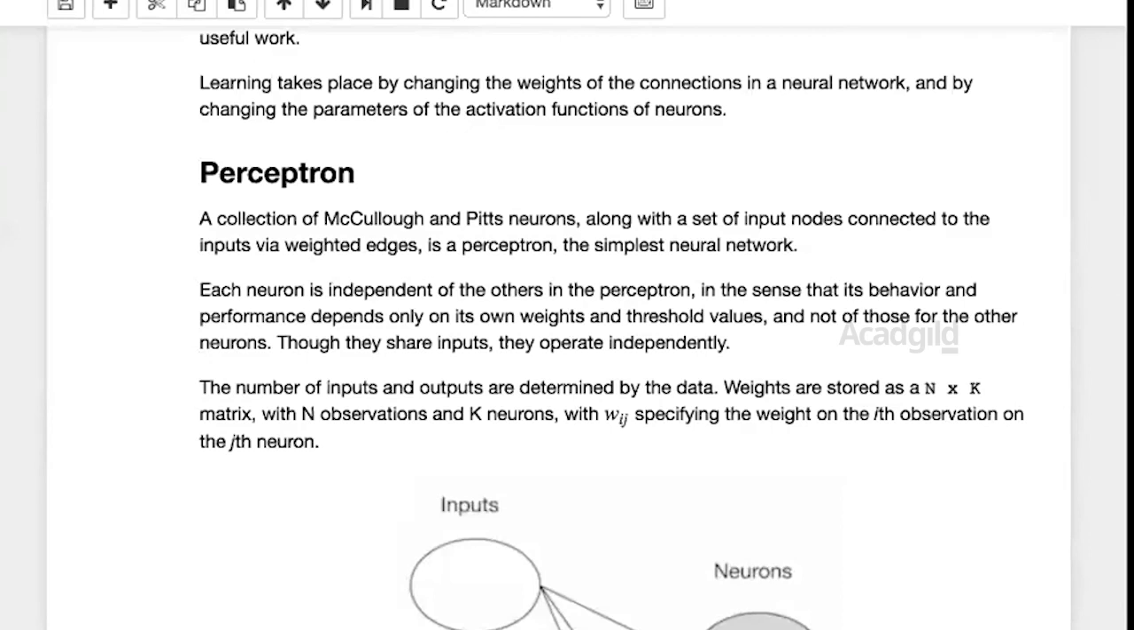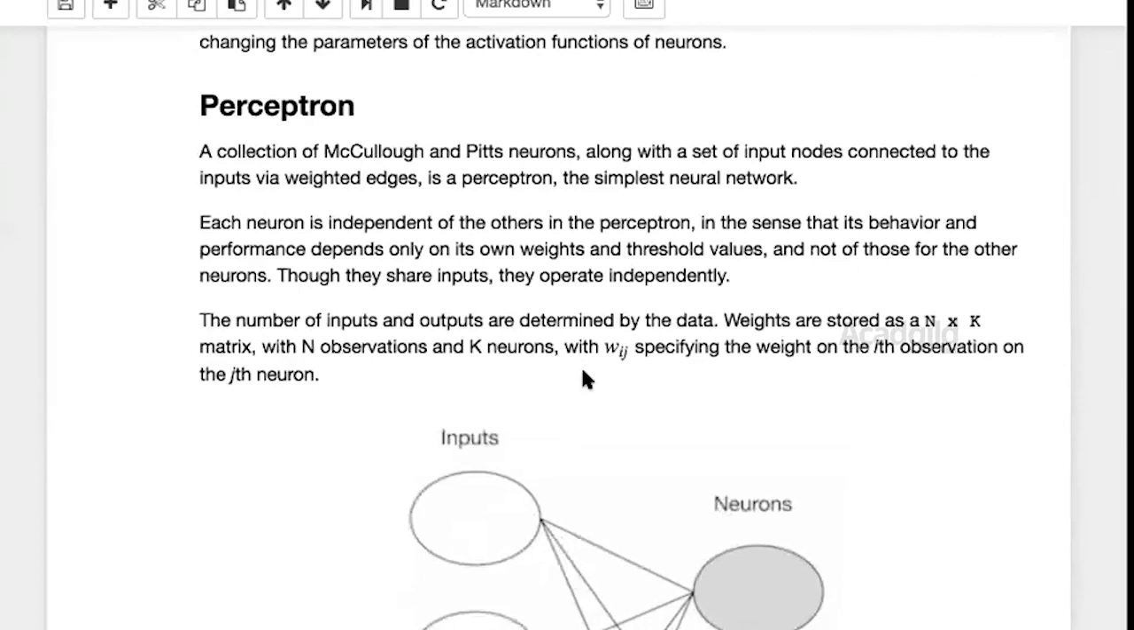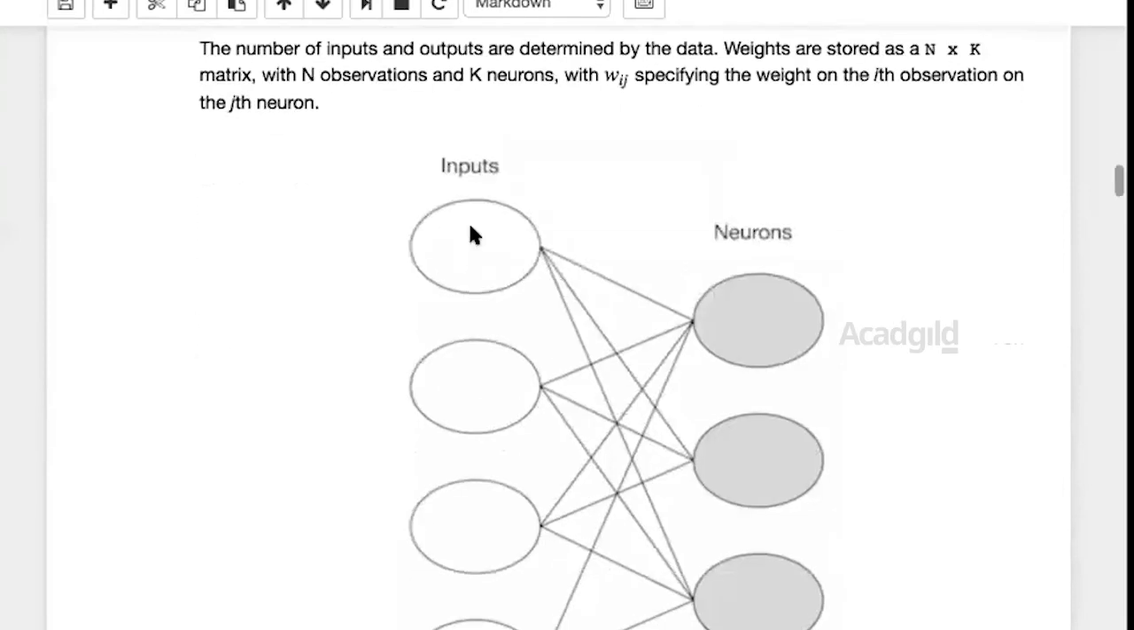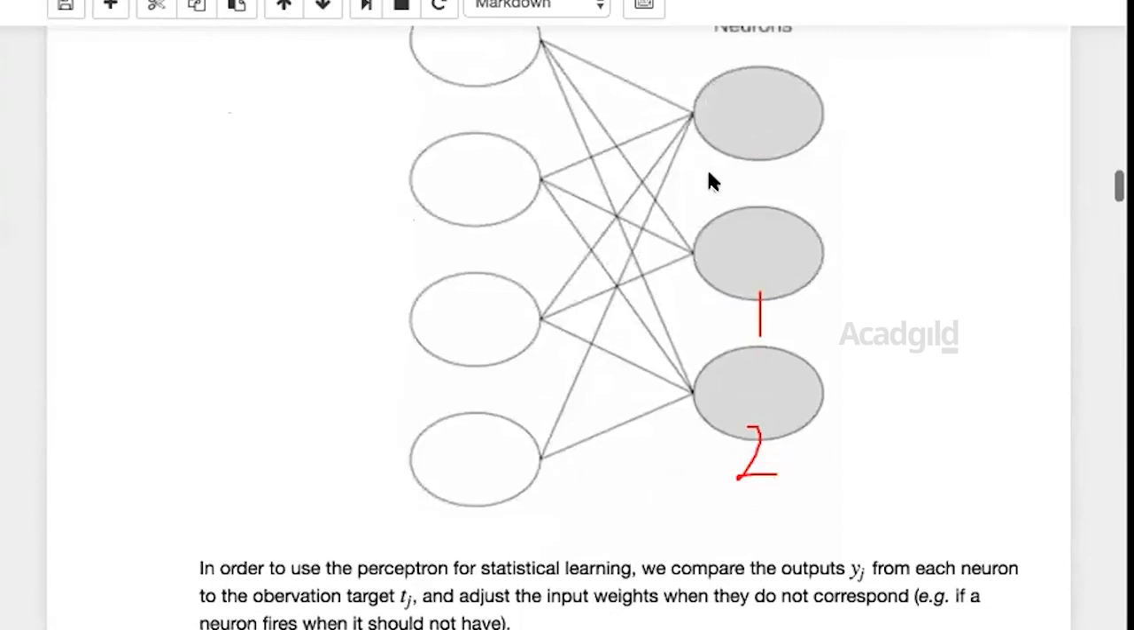Perceptrons. A collection of neurons along with a set of nodes connected to the inputs by edges is called a perceptron, the simplest neural network. It's also called ANN. Each neuron is independent of the others in the perceptron, in the sense that its behavior and performance only depend on its own weights and threshold values, and not those of the others. Though they share inputs, they operate independently. So this neuron, and the other one, each one of them is independent.